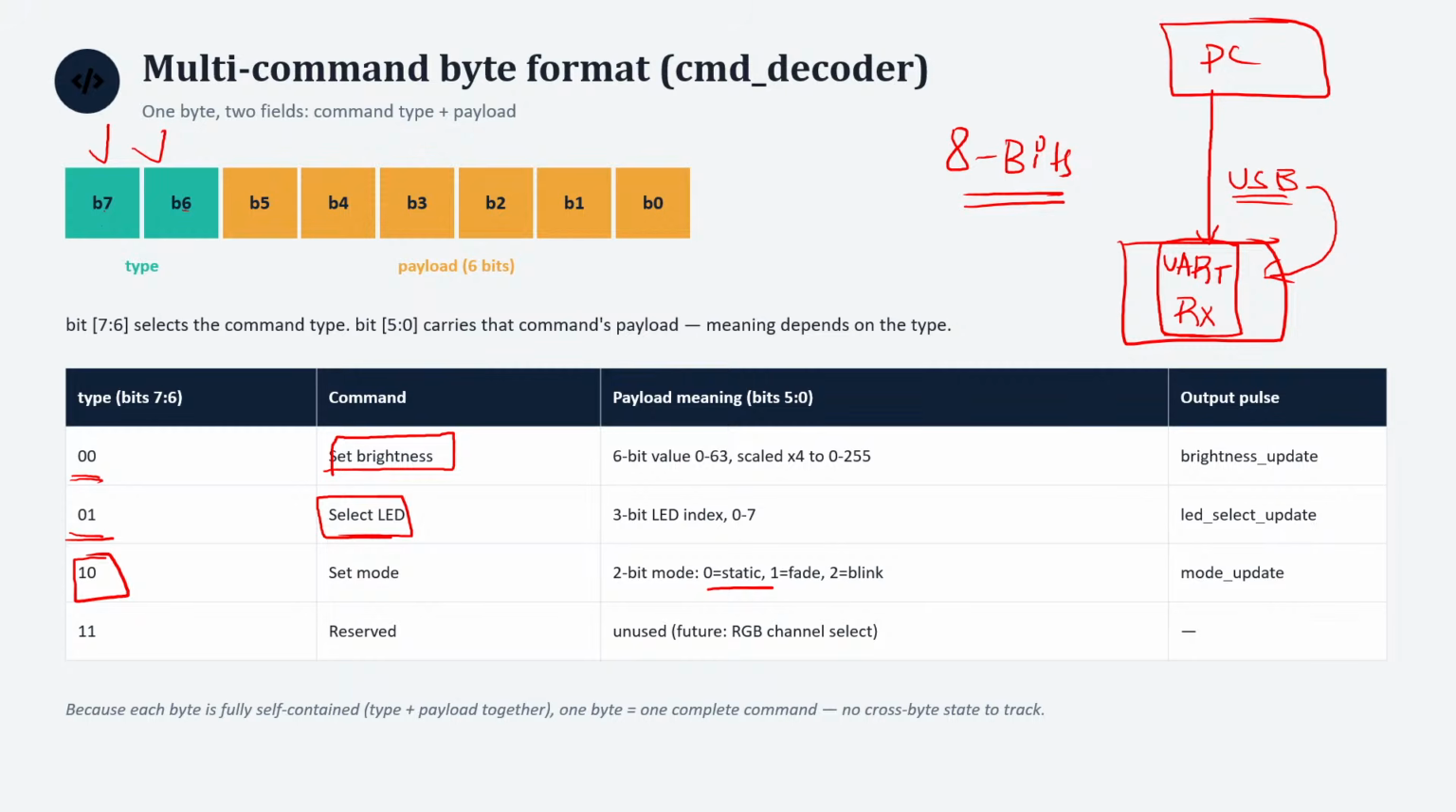Now, next, let's say I want to adjust the brightness. So first up, what should I do? I should update the MSB bits to 00. So first I'm going to update my MSB bits to 00. Next, how many bits are remaining? Next, 6 bits are remaining.